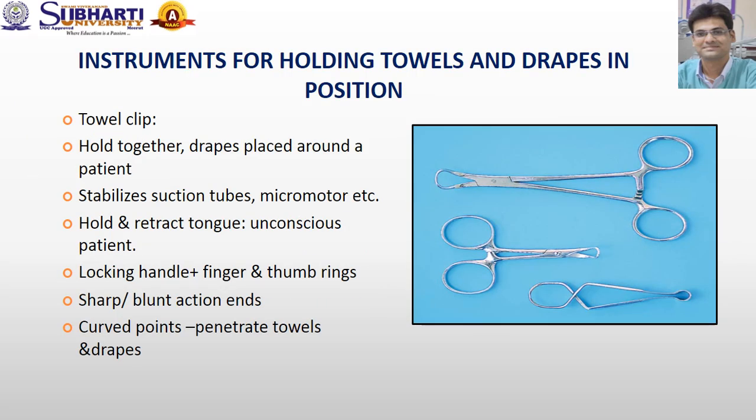To isolate the surgical field from the unsterile area, we drape the patient and these drapes are secured with the help of the towel clip. This towel clip has a locking handle and a finger and thumb ring. This instrument has a sharp and blunt action end. These curved points penetrate the towel and drape and secure the towels and drape on the patient. Make sure these sharp pointed ends do not pinch the skin, which can lead to trauma to the tissue. These also stabilize suction tubes and micromotor over the patient and also hold and retract the tongue in an unconscious patient.